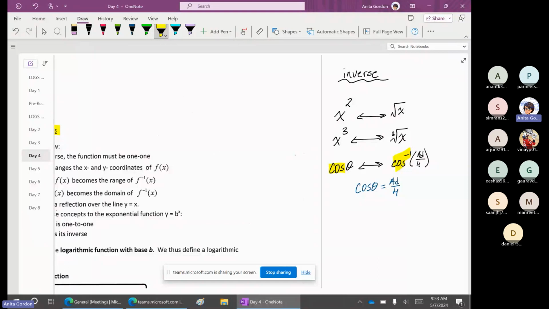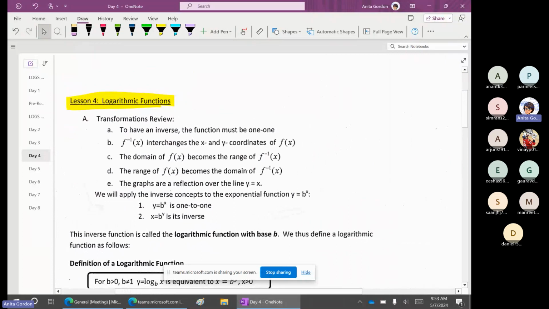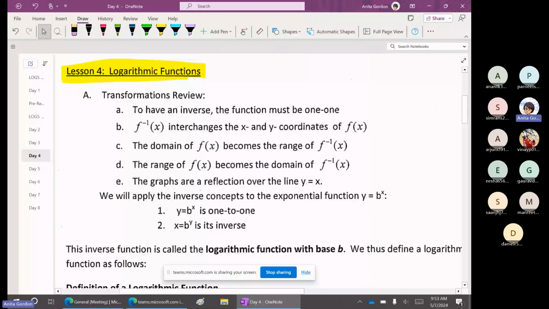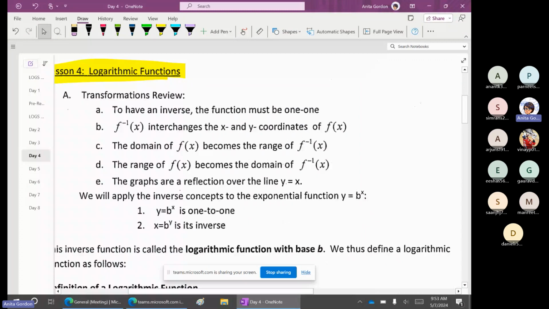Okay, so this is just kind of let's remember what we already know, because today what we are learning is the inverse of an exponential. So the inverse of an exponential is a logarithmic graph, and I'm going to get to what it looks like in just a moment. The first thing we're going to look at is some review stuff that we should know from previous lessons and previous classes.